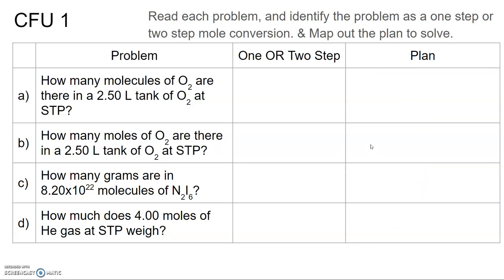Okay, last CFU. For this CFU, you're going to read each problem and see if you can identify if it is a 1-step or a 2-step. And then once you've done that, I want you to map out a plan to solve. For this, you may need to have a mole map or some other sort of notes to help you. All right, so go ahead and pause the video now. When you press play again, the answer will be revealed.